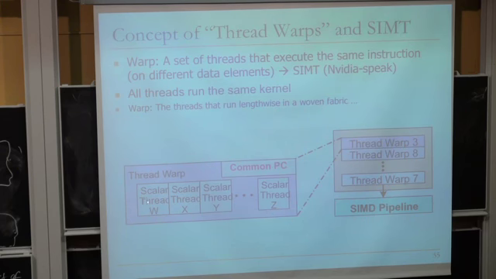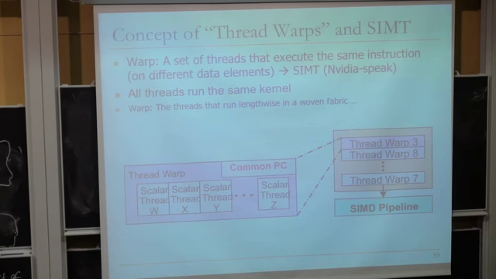And this is called a thread warp, if you will. A thread warp has a common PC. Each of the threads operates on different data elements, and they're fed to the SIMD pipeline. Basically, all threads run the same kernel. And if you want to know why they call it a warp, the threads that run lengthwise in a woven fabric are apparently called a warp.